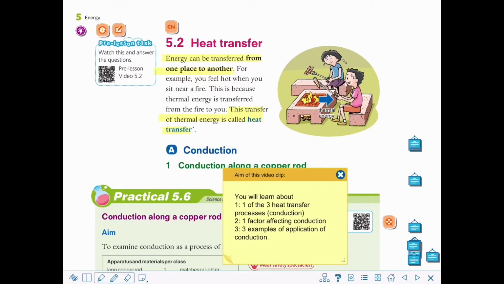Please have a look at the yellow box here on the screen. In this video clip, you will learn one of the three processes of heat transfer, which is conduction, one factor affecting conduction, and three examples of application of conduction.